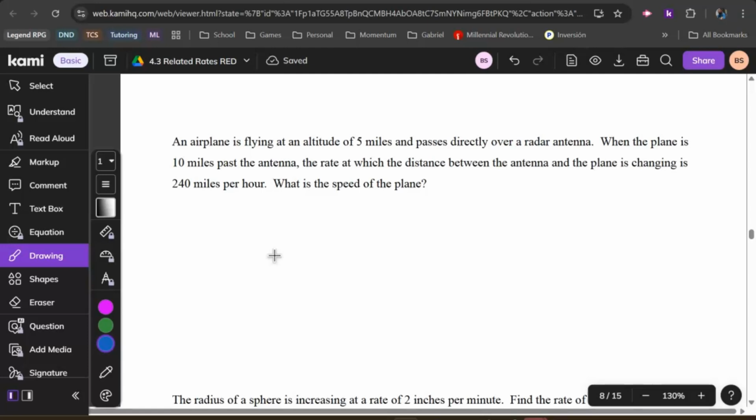What's the speed of the plane? Okay, let's draw a picture and then we can start figuring out what those things are. So we have a plane above an antenna. So let's put a point here. Let's call that our antenna.